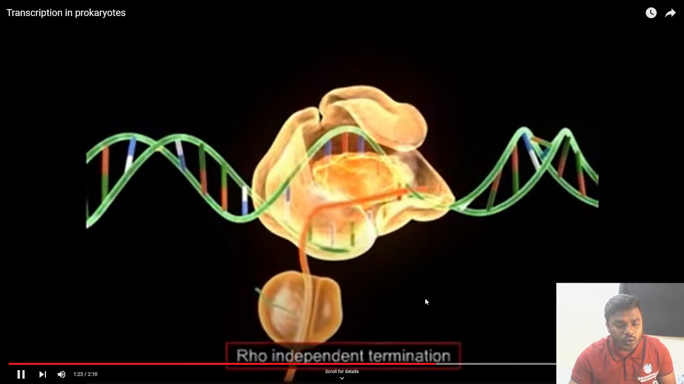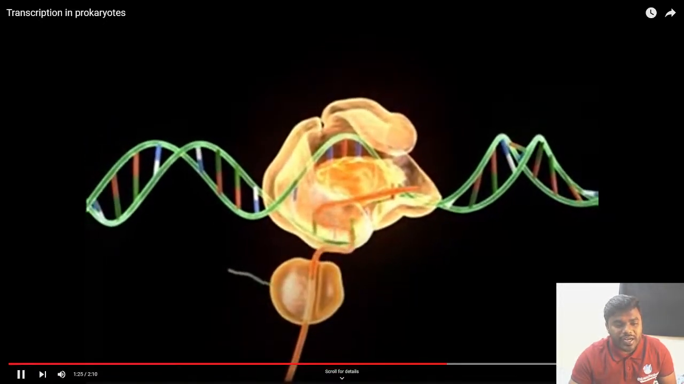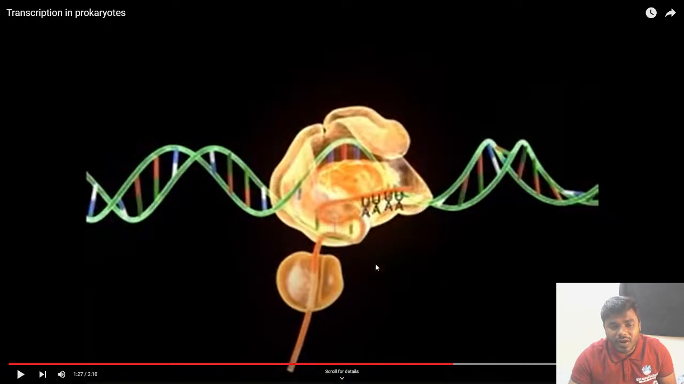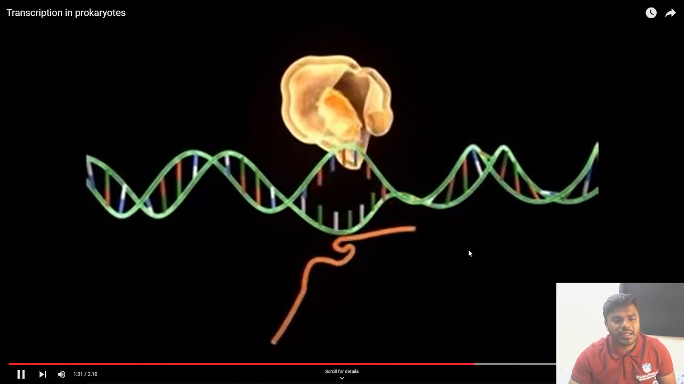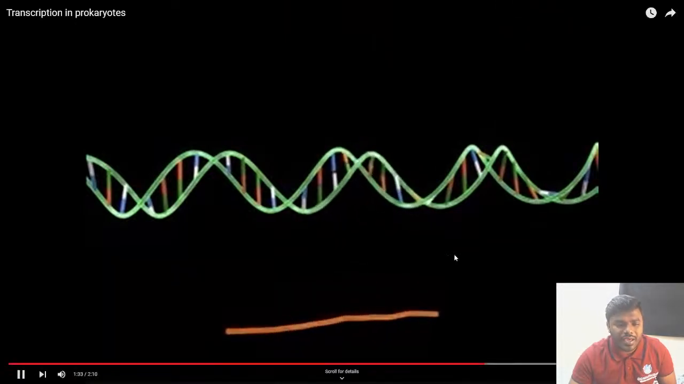Now there are two types of termination, Rho-independent and Rho-dependent. Everyone look into the picture very carefully. In this Rho-independent termination, my friends, you can see this hairpin loop very clearly. What is happening with this hairpin loop? This hairpin loop pulls the RNA on its own. Now see here, that's all. Now RNA came out. This is Rho-independent.